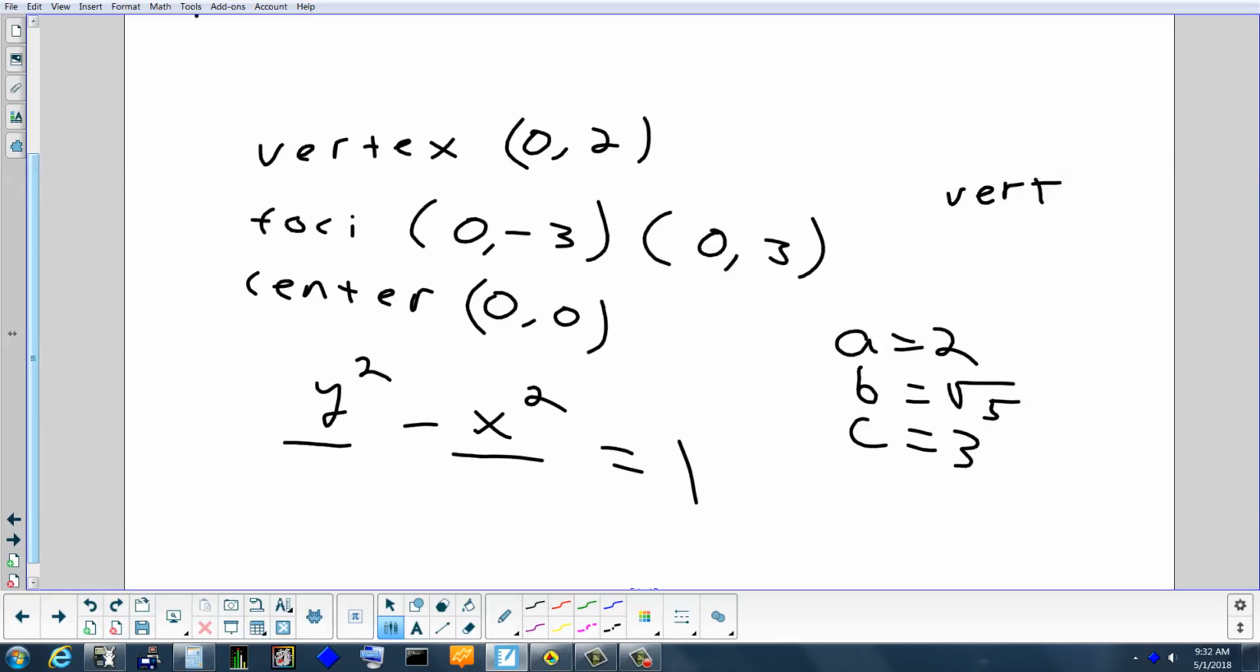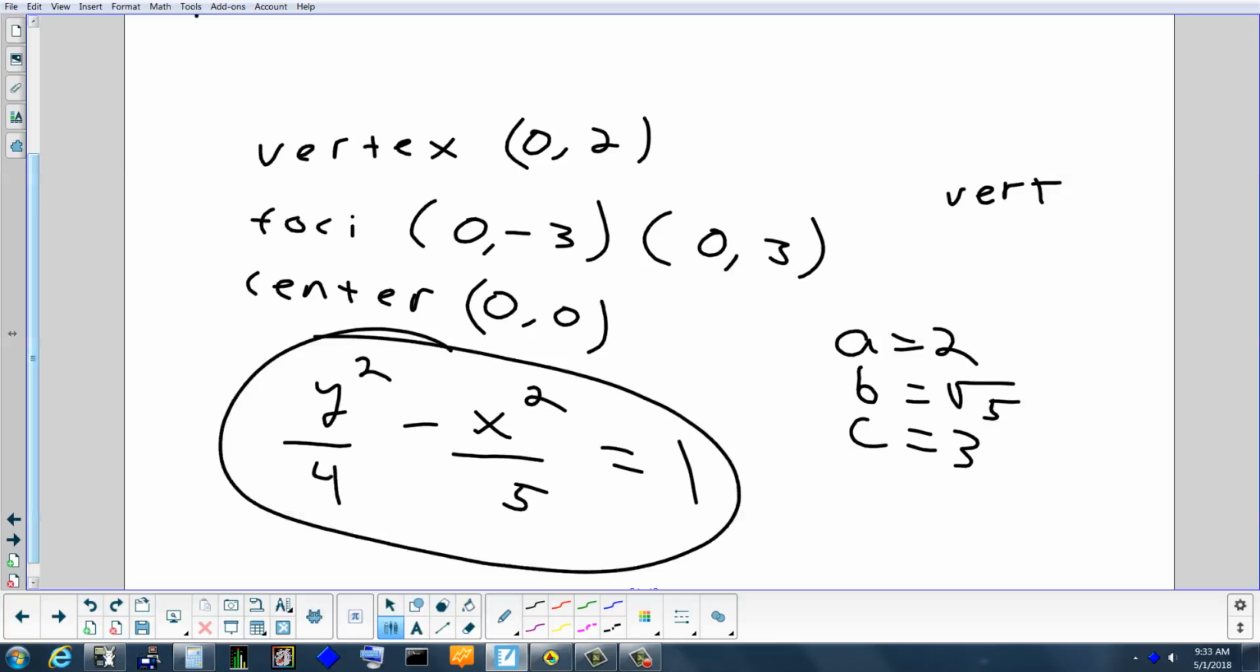Okay. So now we always know the first denominator is A squared. Second one is always B squared. So 4, 5, and you're done. Any questions on that one? Does anyone want to see how you would type that into the calculator?